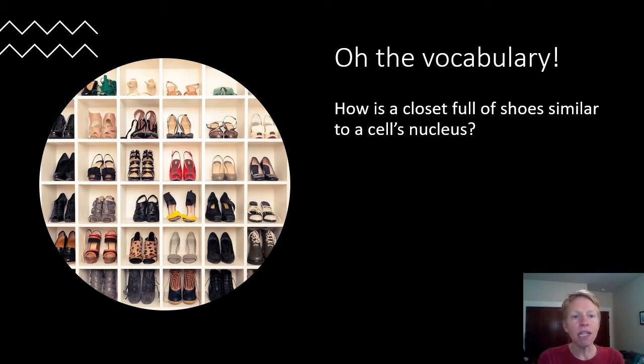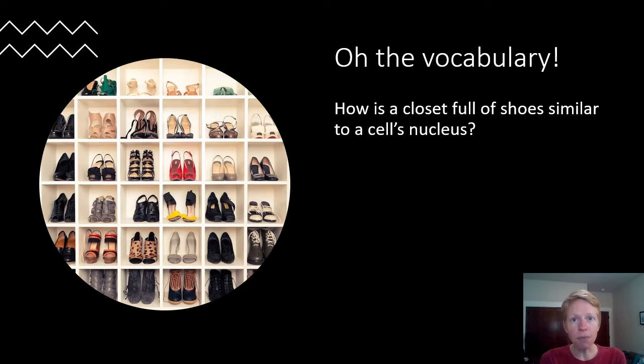So notice that you have multiple pairs of shoes. For each type of shoe, you have a right shoe and a left shoe. Now, those are clearly the same type. They belong together, but they're not identical to one another. So those pairs of shoes that you find in your closet are analogous to homologous chromosomes that are found in the nucleus of your cell.